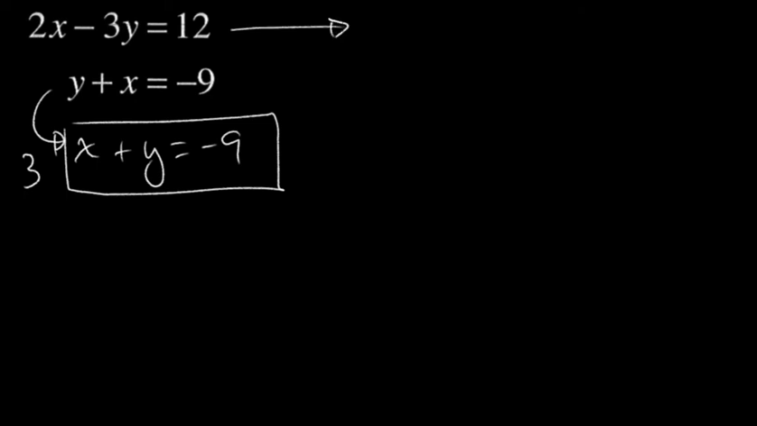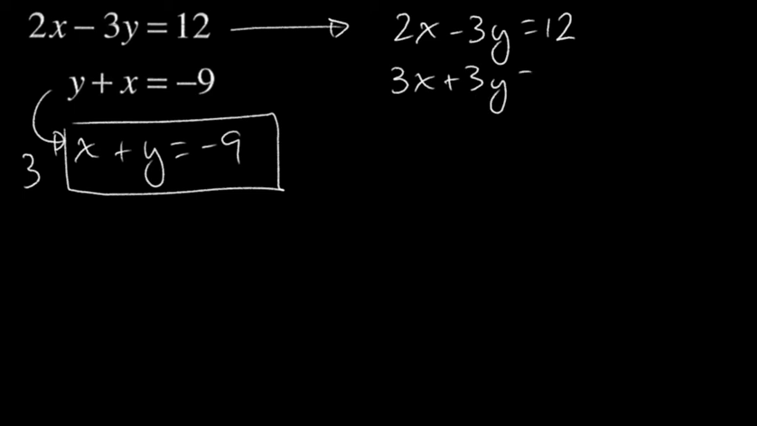So I'm going to rewrite the top equation as 2x minus 3y equals 12, just rewriting that. And then this bottom one I'm going to write as 3x plus 3y equals -27. Okay, so I have equal things, check. I'm going to add equal things to both sides of that top equation, check. And I will result in equal things.